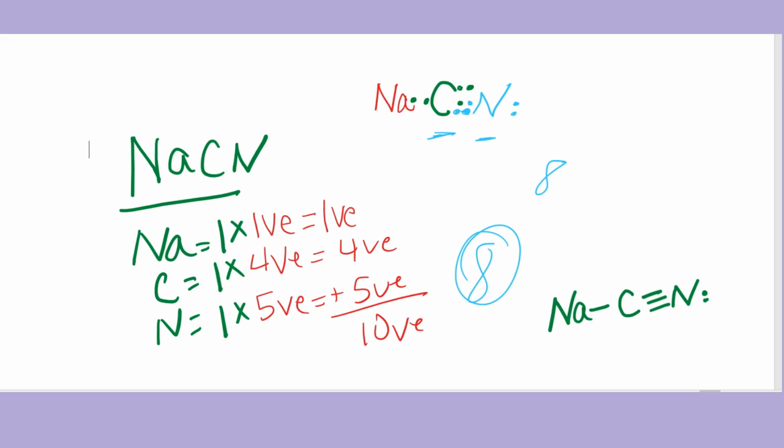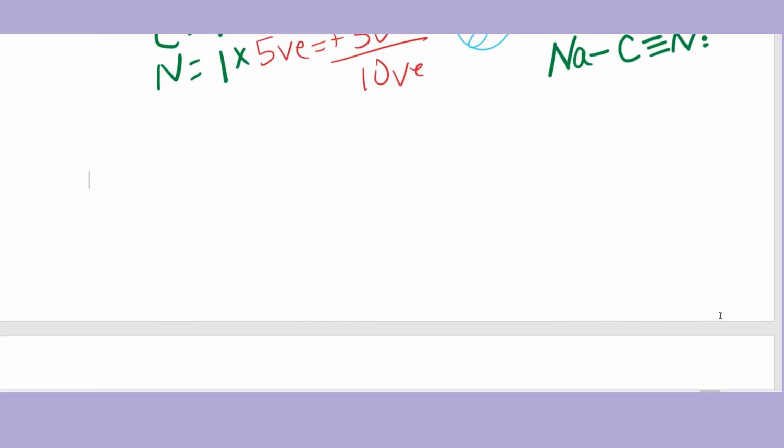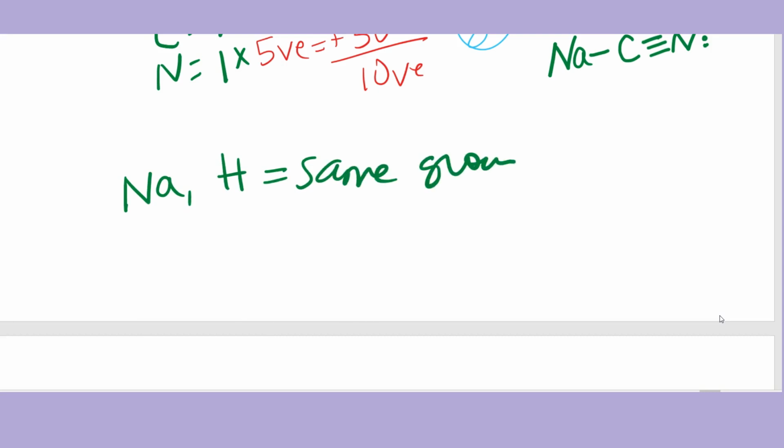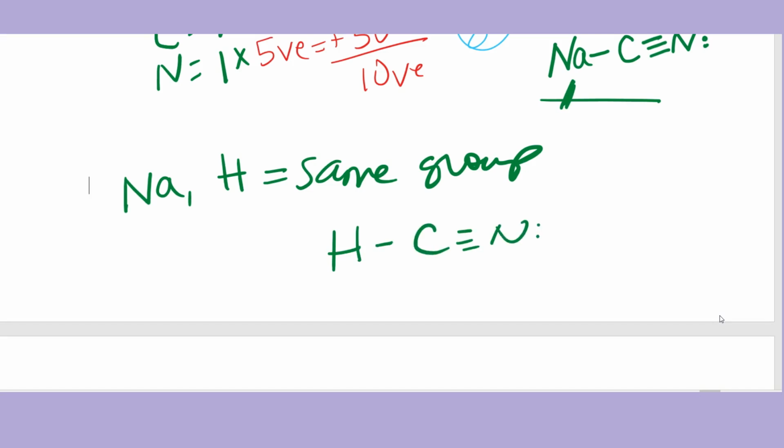Now, let me tell you the unique thing about this whole picture. If I told you all to draw the structure for, let's say, hydrogen cyanide, okay, guess what? It's going to look the same way. You know why? Because sodium and hydrogen are in the same group. And if they're in the same group, any combinations that you do will have the same picture. All I'm going to do is just replace that first element with hydrogen. And so your picture will look just like this.